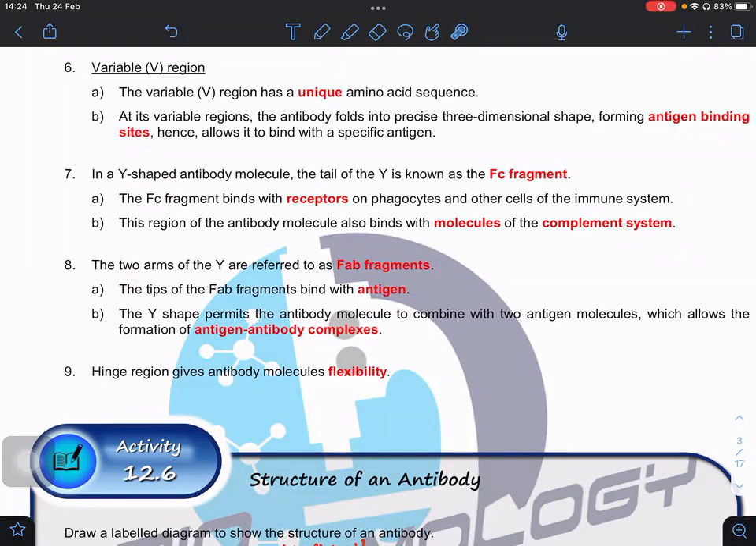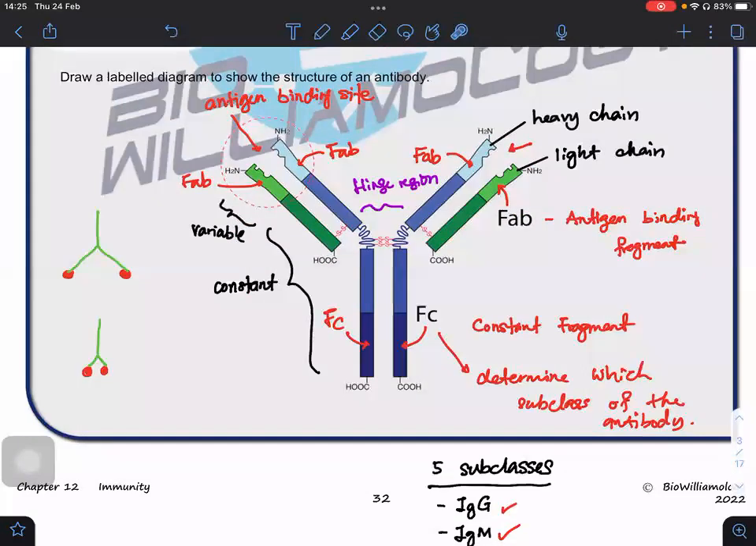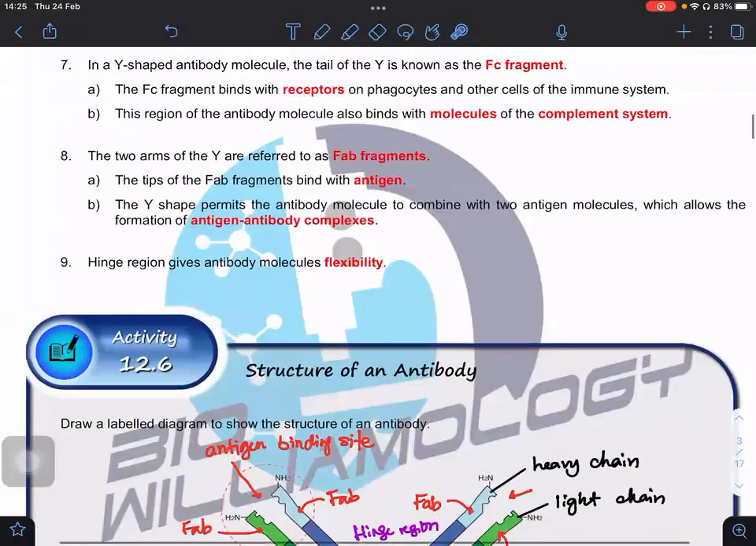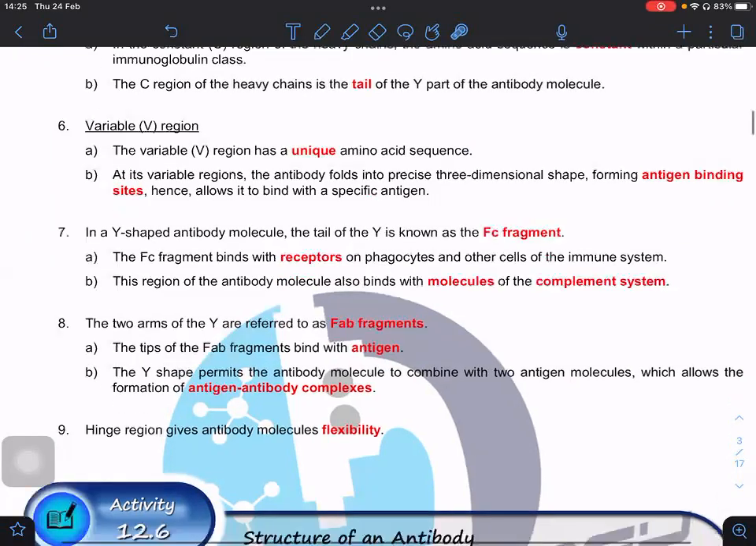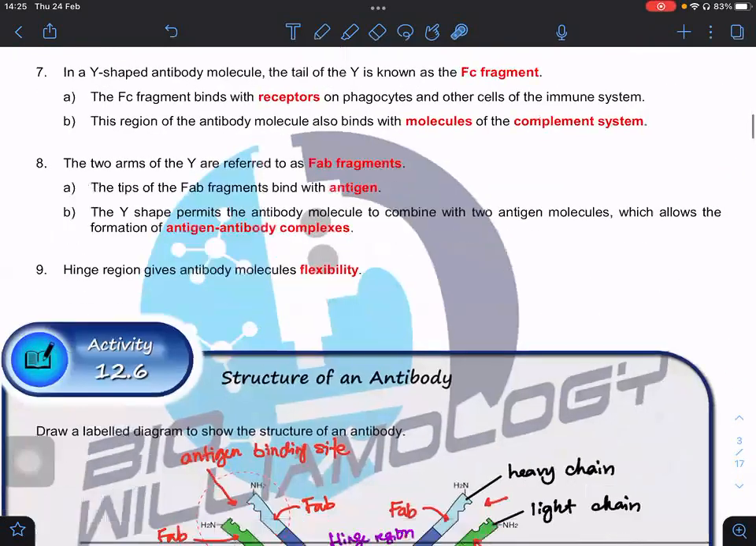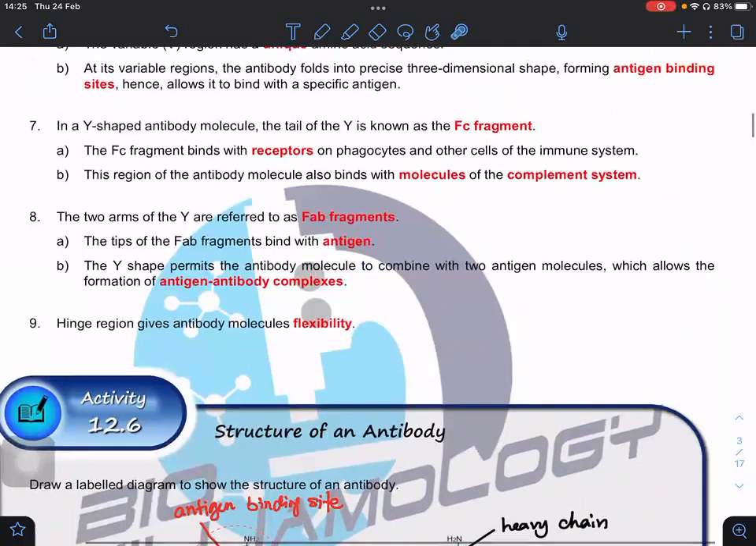The two arms of the Y are referred to as FAB fragments. The tips of the FAB fragments bind to the antigen. At the tips here, you can see it's not the entire thing, it's just these tips that bind to the antigen. So the Y shape permits the antibody molecule to combine with two antigen molecules, two non-self antigens, forming the antigen-antibody complex.